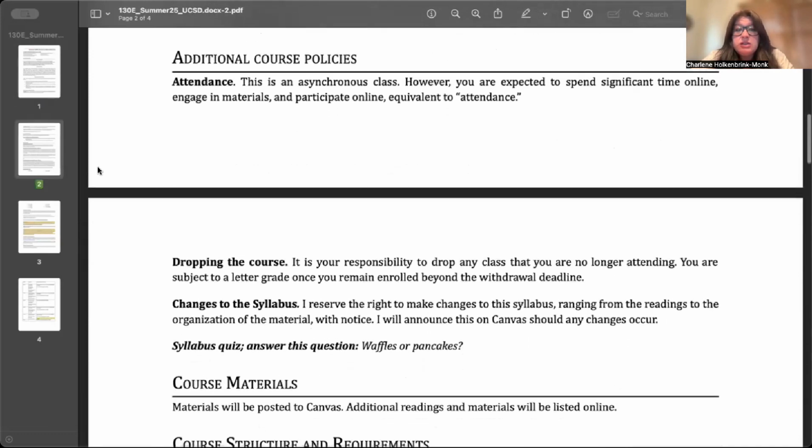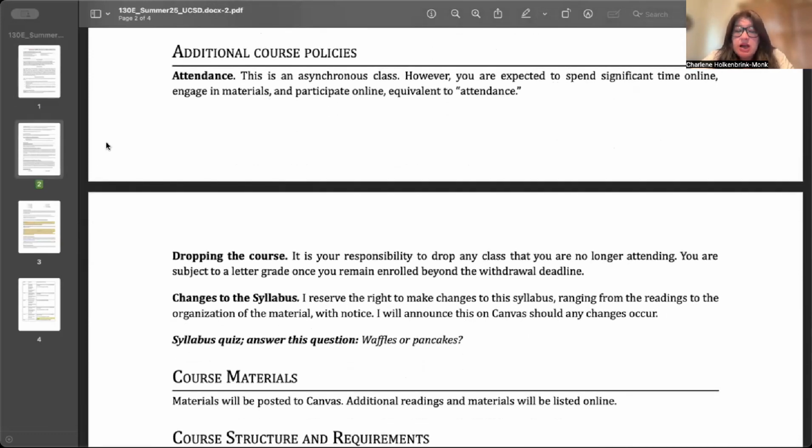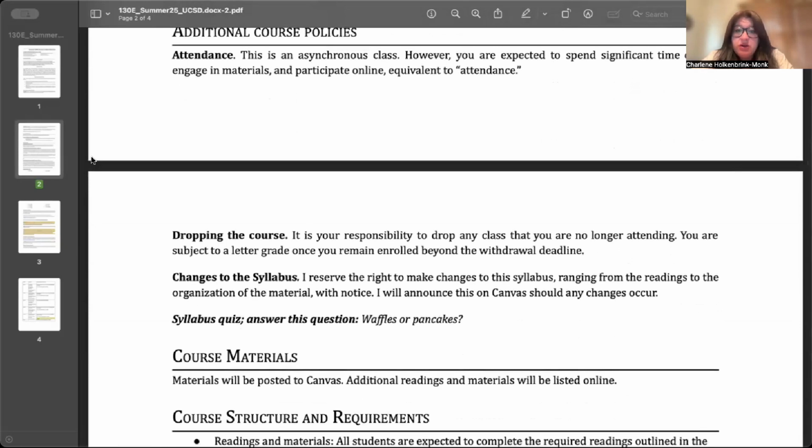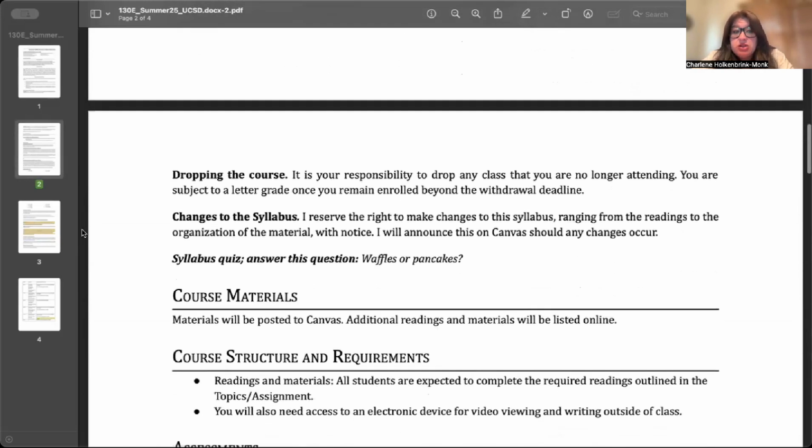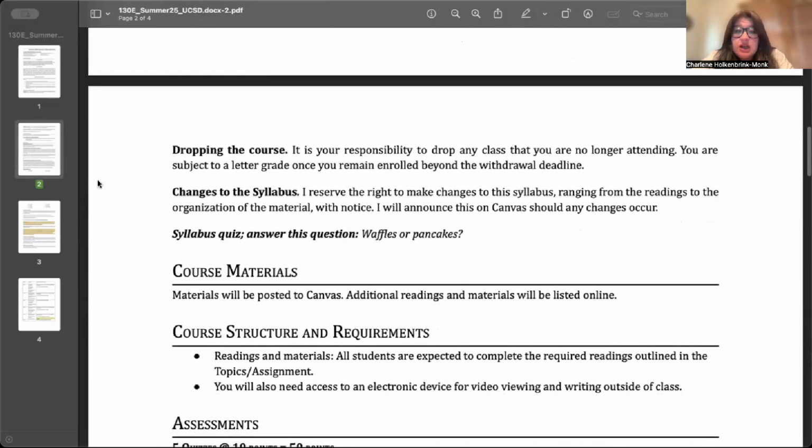Some other course policies, so attendance, right? It's an asynchronous class. We're not meeting, but you are expected to spend time on this course every week, engaging in the materials and participating online, which is the equivalent to attendance. It is your responsibility to drop any class that you're no longer attending. And once you're beyond that drop point, you will receive a letter grade.